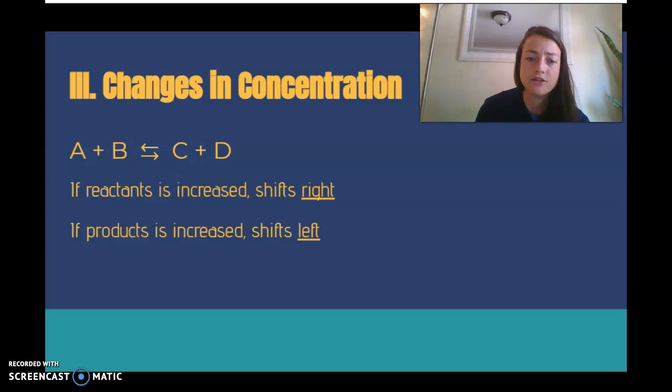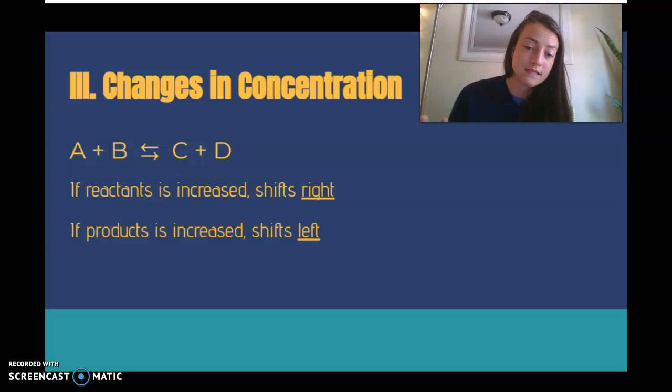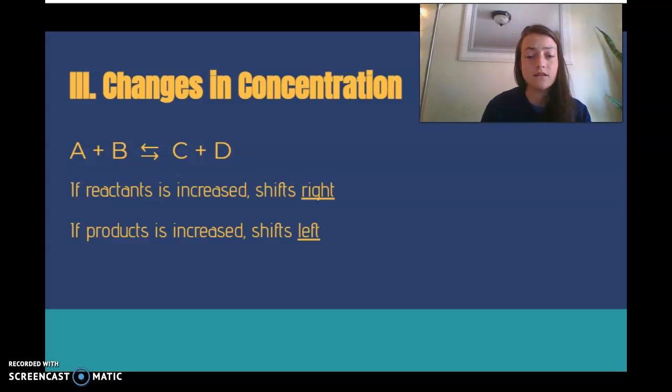So what's going to happen if you have a change in the concentration? If we've got this equation here, A plus B is reacting to form the products C and D. So if we increase the amount of reactants, A or B or both, then our whole equation is going to shift to the right to try and balance out that increase in the reactants. So then we're going to try and produce more products, C and D, to balance out that equilibrium again. The opposite is also true. If you increase the amount of products, like if you introduced more of C or D, then your reaction is going to shift back to the left and try to balance out by creating more of the reactants.